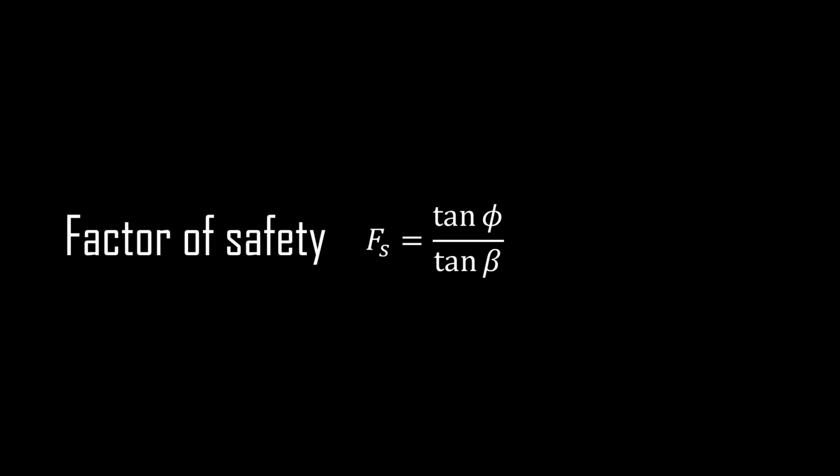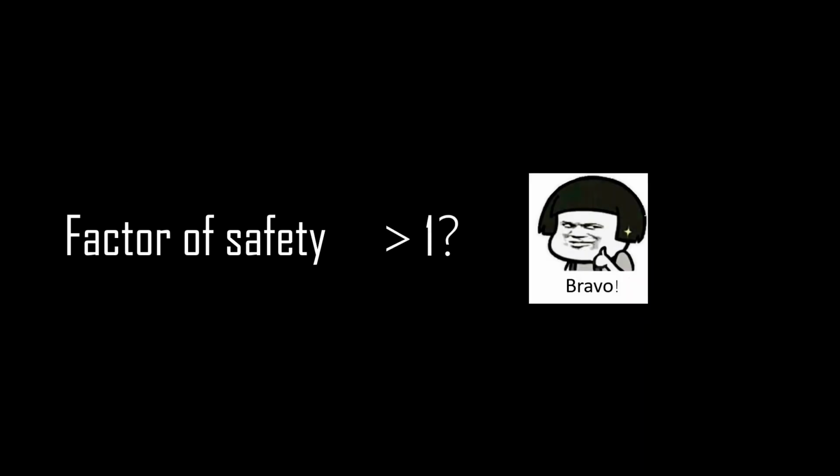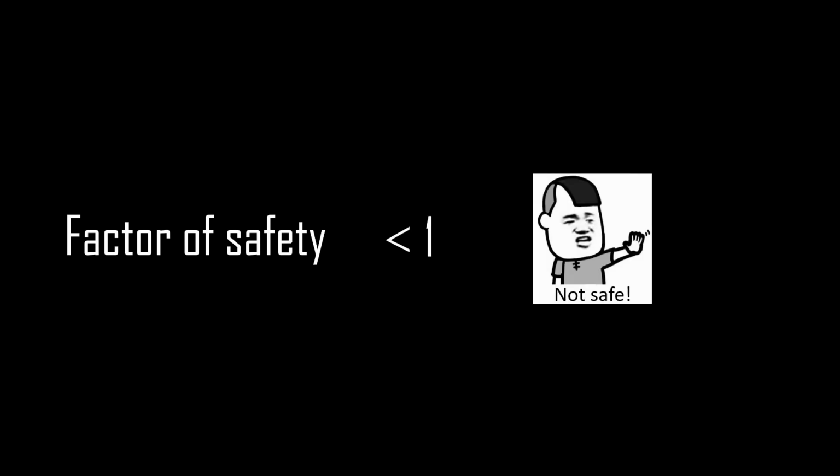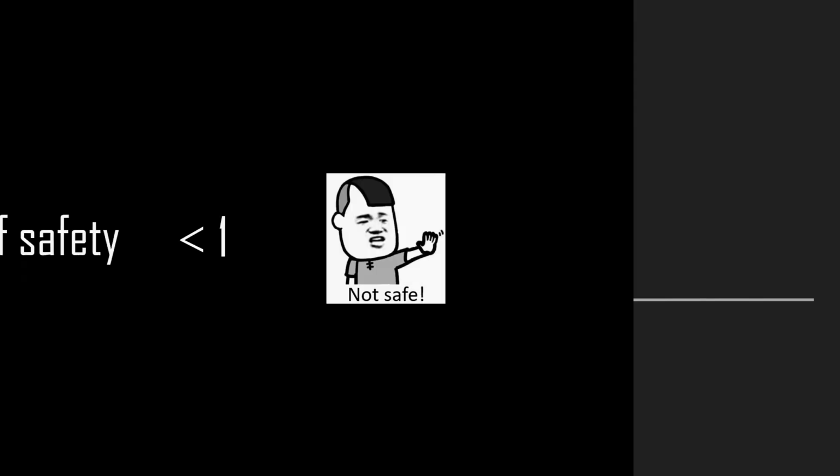In order to improve the stability of the dam, the factor of safety should be larger than 1, which means that the friction angle should be higher than the slope angle. The higher the factor of safety, the more stability the dam will have.